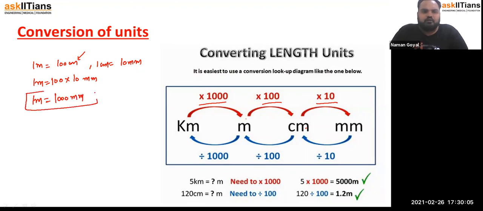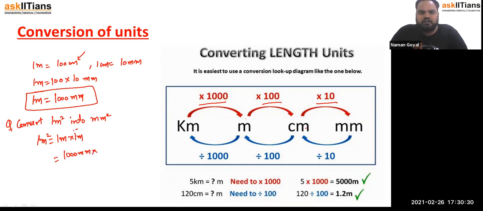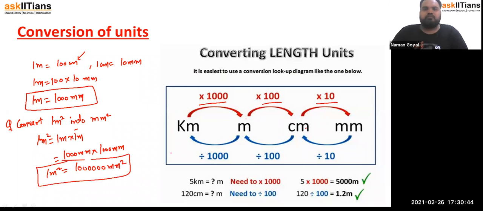Now, if I ask you to convert 1 meter square into millimeter square, 1 meter square can be written as 1 meter into 1 meter. Now this 1 meter can be written as 1000 millimeter, so it will be 1000 millimeter multiplied by 1000 millimeter, which gives 1,000,000 millimeter square. So 1 meter square is equal to that much millimeter square.